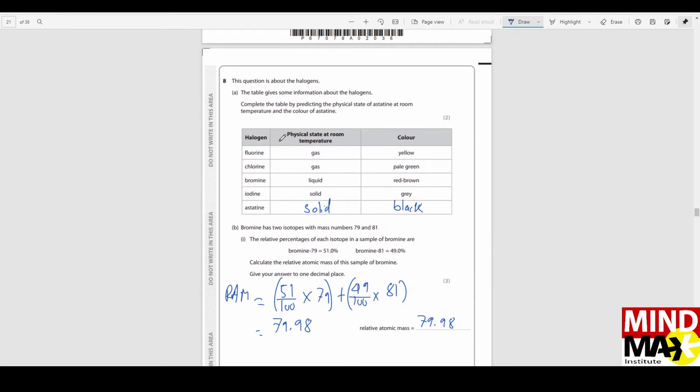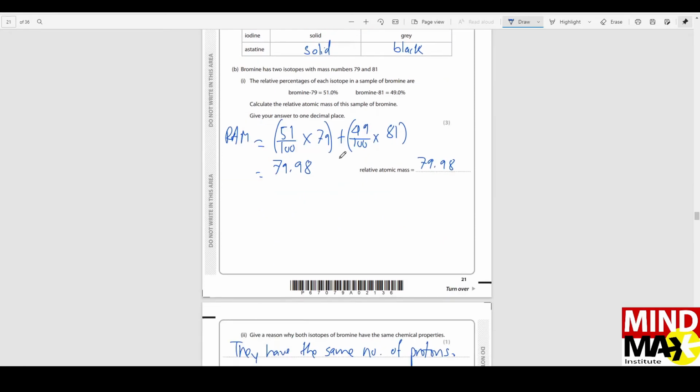Then number 8, you have to describe the state and the color of astatine. Astatine is the last element in group 7. So it's going to be a solid, of course, because as we go down group 7, the melting and boiling points increase. And also the color becomes darker, so it's going to be black.